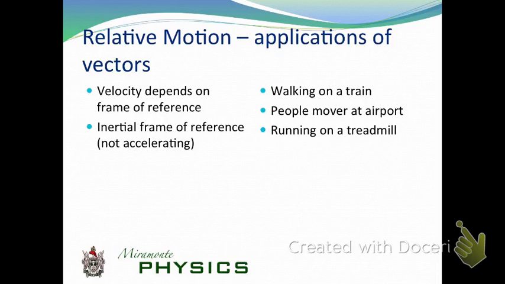So some examples of one-dimensional relative motion problems are problems where you're walking on a train, those little people movers at the airport, those escalators that are not climbing stairs, and running on a treadmill. Think about what's happening there. The treadmill's going one direction and you're running, and yet you stand still.